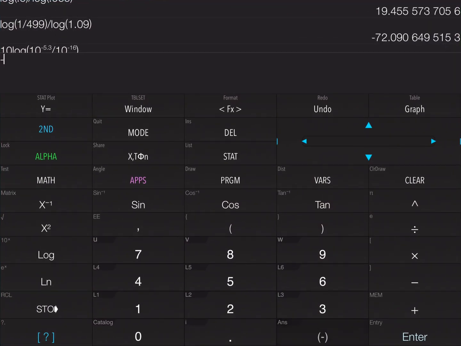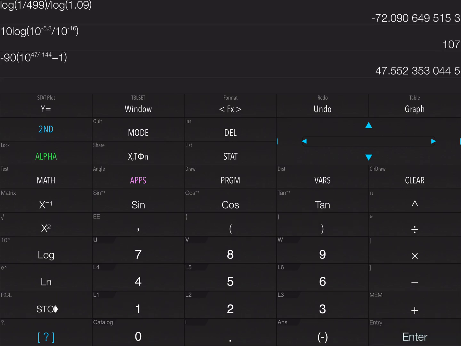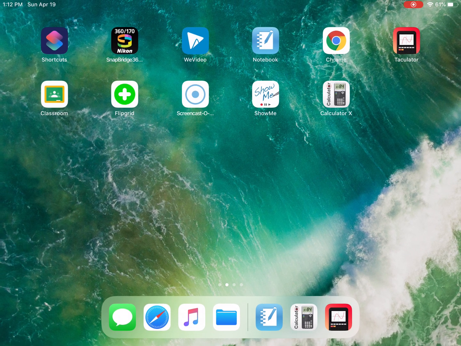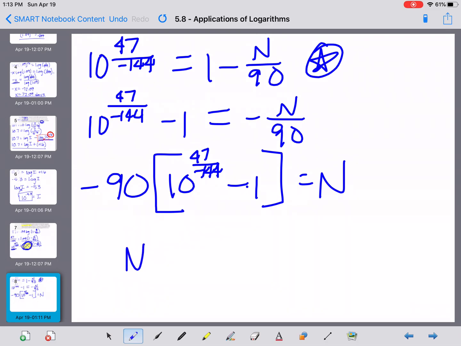So I get negative 90 times 10 to the 47 divided by negative 144, and minus 1. See if it goes with it. There we go. I'm just going to round to the hundredth. So I know my n, or my words per minute, is right about 47 and a half. We'll go 47.55. We'll label it words per minute.